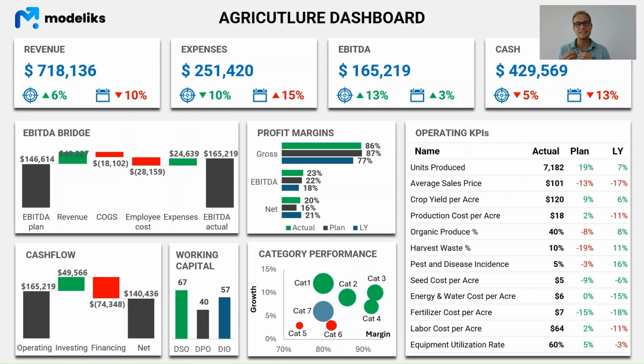We want to understand for each product, for each crop, these three things, and we plot that on a bubble chart for best display and understanding of the performance per category.